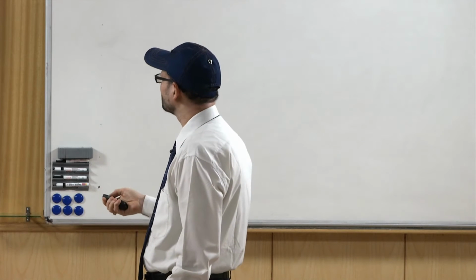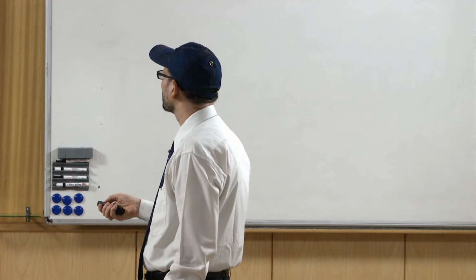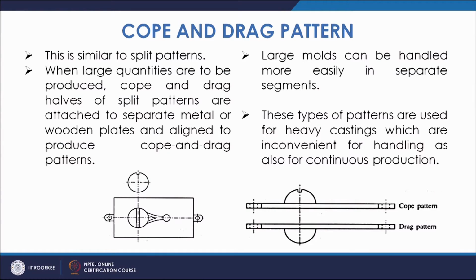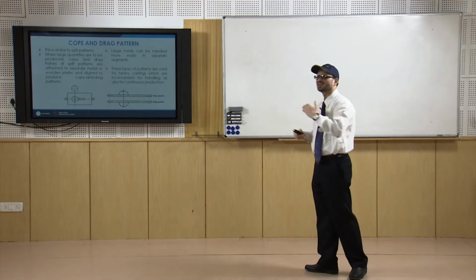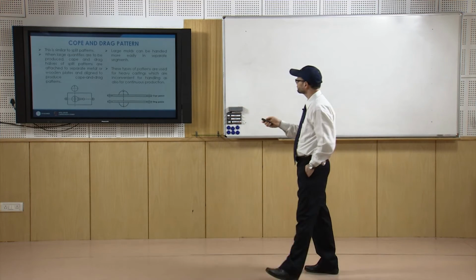So, what you do is you have basically two boards. One will be used for making the cope pattern, another for making the drag pattern, and then you are matching them. Since it is heavier, if you try to make both sides on one board, that we will discuss later, we have another variety known as match plate pattern.